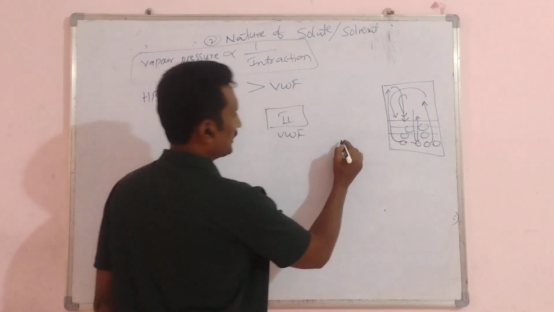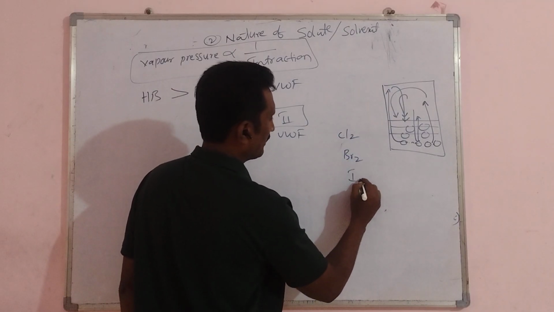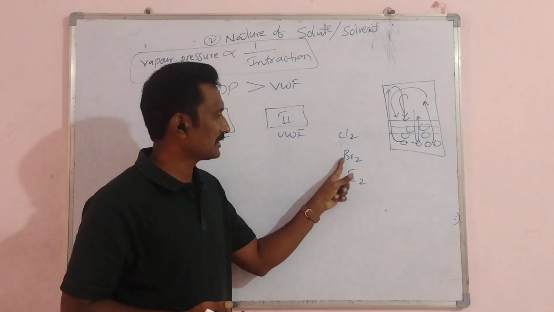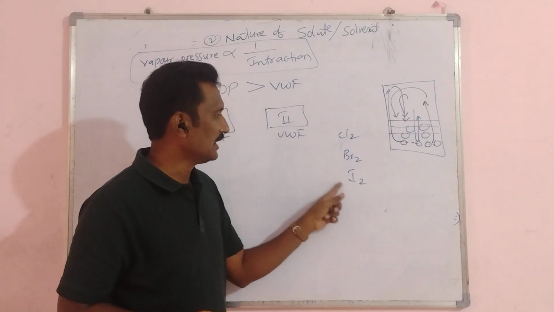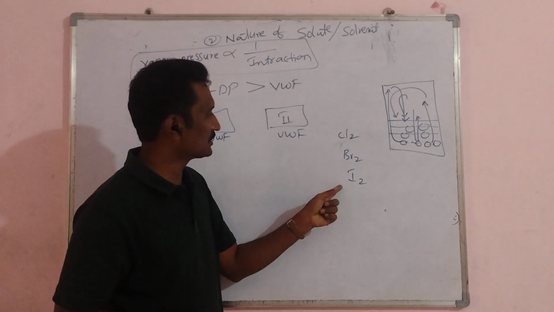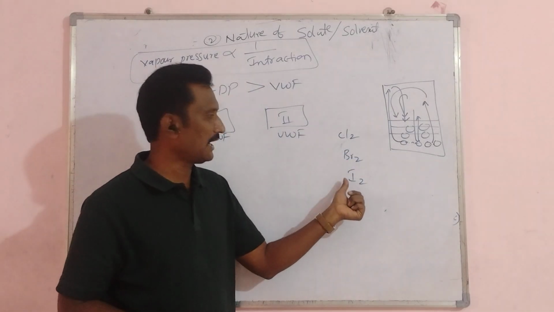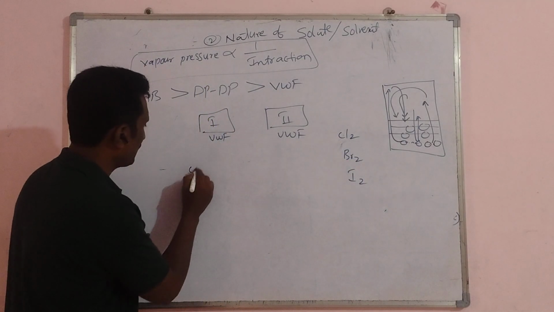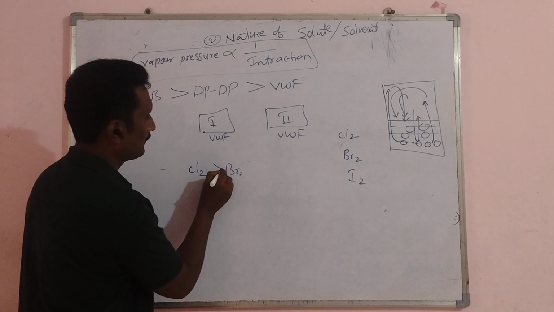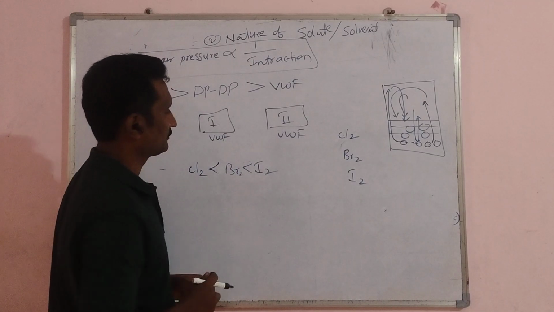For example, some components are there: chlorine, bromine, iodine. In chlorine, bromine and iodine all have van der Waals force. Van der Waals force is less in chlorine and maximum in iodine. Van der Waals forces increase from chlorine to bromine, bromine to iodine.